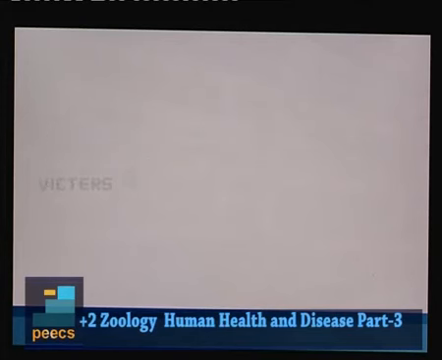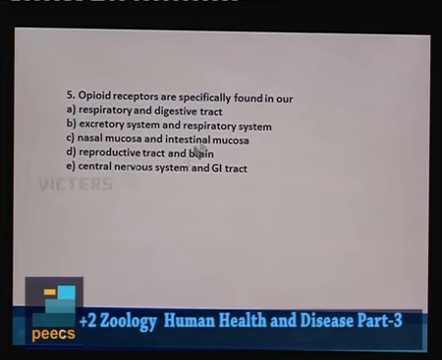Now, coming to the next question, opioid receptors are specifically found in our, the options are respiratory and digestive tract, excretory system and respiratory system, nasal mucosa and intestinal mucosa, reproductive tract and brain, central nervous system and GI tract. Opioids specifically bind to receptors present in our central nervous system and GI tract. So, the correct answer will be option E.